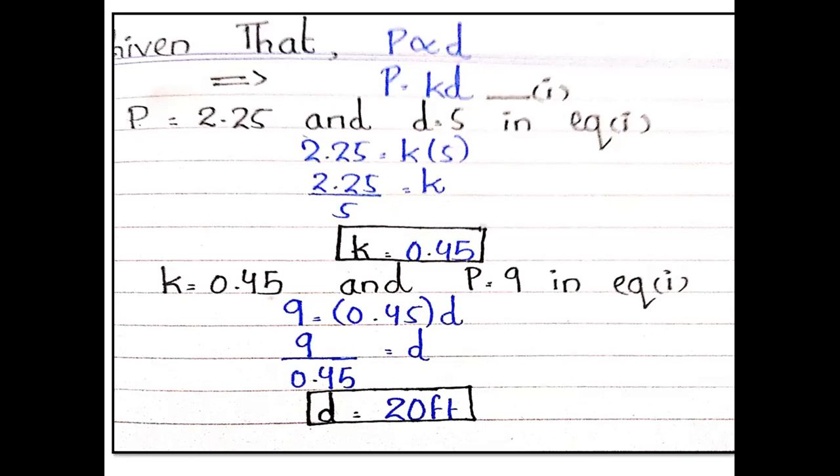We're going to move 0.45 to that side of the equation. 9 divided by this decimal value over here, 0.45, is 20 feet. So 20 feet is actually our answer. The depth has to be 20 feet if the pressure is 9.